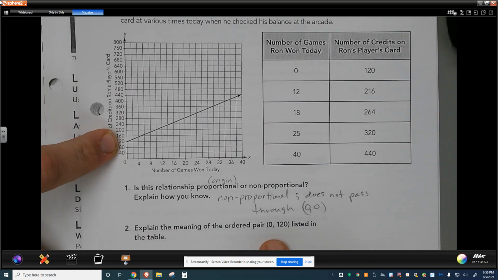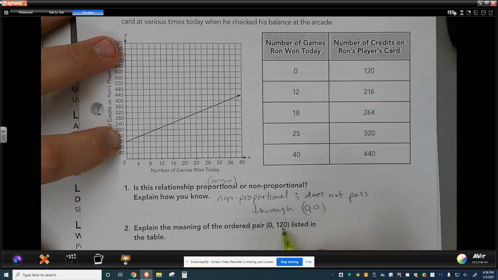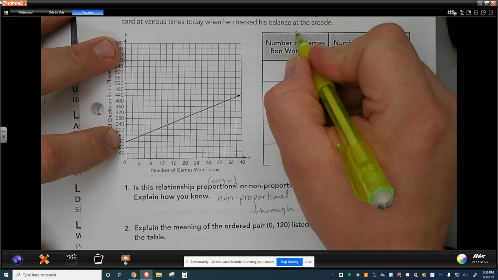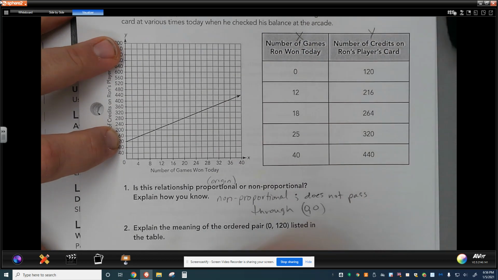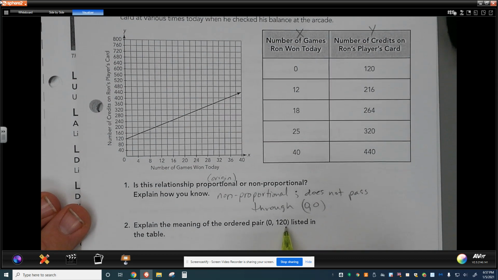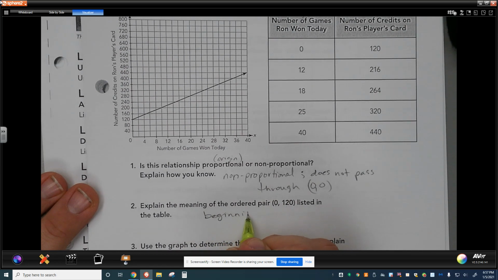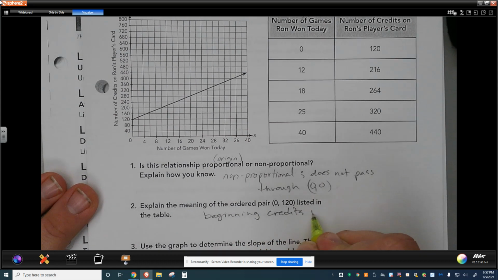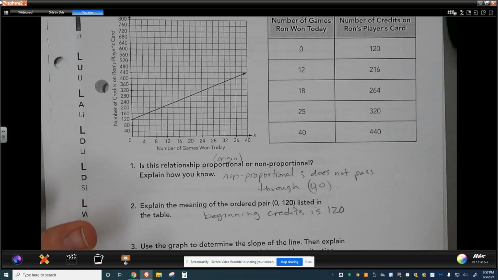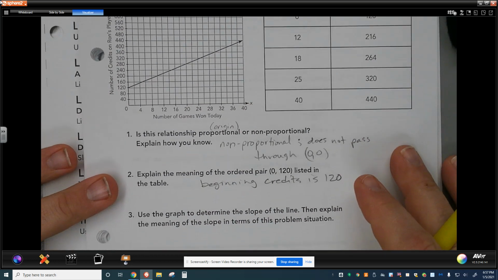So explain the meaning of the ordered pair 0, 120 listed in the table right here. What does that mean? Well, if we look at 0 and 120, we know this is the x-coordinate 0. The y-coordinate is 120. Corresponding up here in the table, that means that the number of games is the x-coordinates, and the number of credits is all the y-coordinates. So what does that mean? Well, Ron hasn't played any games yet today, but he has 120 credits. So that means that his beginning credits is 120. Or after playing 0 games today, Ron starts out with 120 credits. Something about that to talk about his initial value.